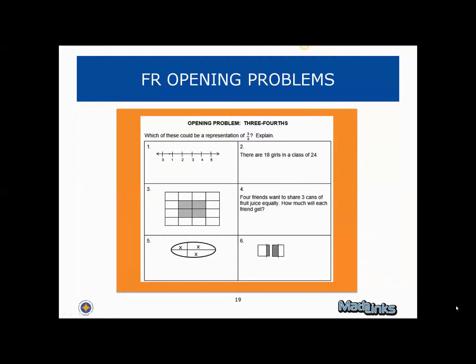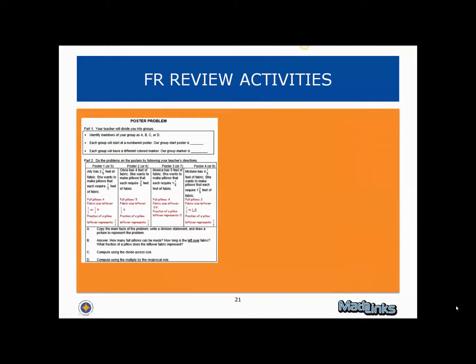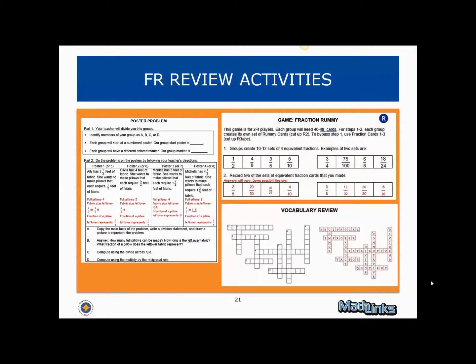Opening problems set the stage for each packet. This problem from Packet 1 helps teachers assess student knowledge of fraction representations. In Packets 2 and 3, students attack non-routine fraction word problems any way they choose. Please be sure to check out the review activities in these packets, which include poster problems, fraction games, and vocabulary reviews.